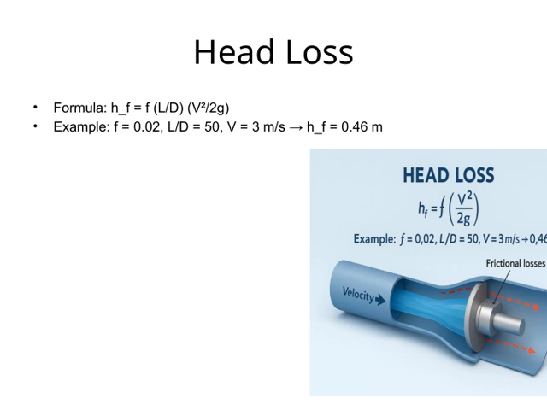Suppose the friction factor, f, is 0.02, the length to diameter ratio, L over D, is 50, and the flow velocity, V, is 3 meters per second. Plugging these into our formula, we find that the head loss comes out to approximately 0.46 meters. This example highlights how various factors, like pipe roughness, length, and flow speed, directly impact energy loss. Understanding these relationships helps us design more efficient piping systems by minimizing unnecessary head loss, which is vital in maintaining optimal flow conditions throughout the network.